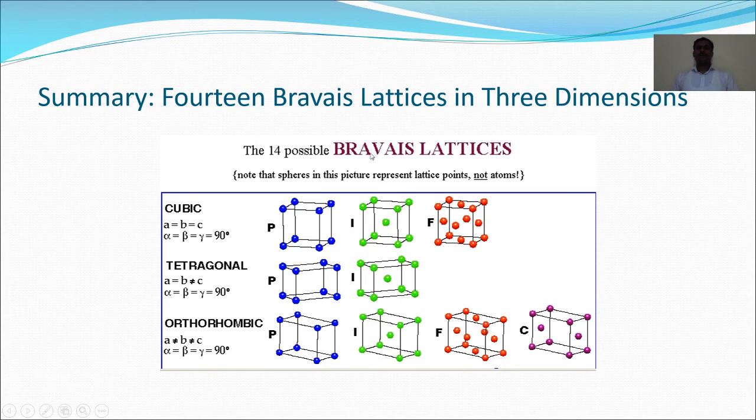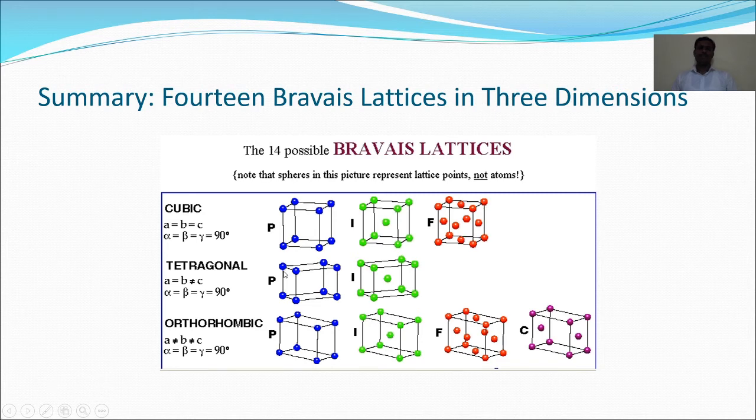The 14 possible Bravais lattices are as follows. For the cubic system, there are again 3 possible arrangements. Simple cubic: 8 atoms are at 8 corners. For body-centered cubic, 8 atoms are at 8 corners, 1 is at the center. For face-centered cubic, 8 atoms are at 8 corners and one at the center of each face.